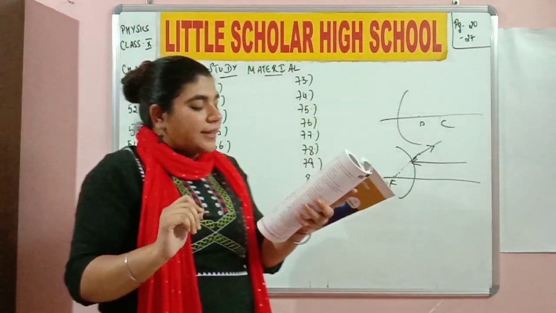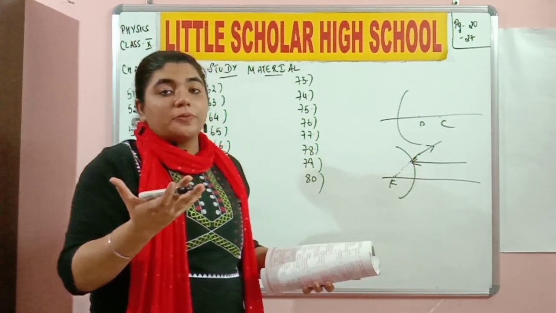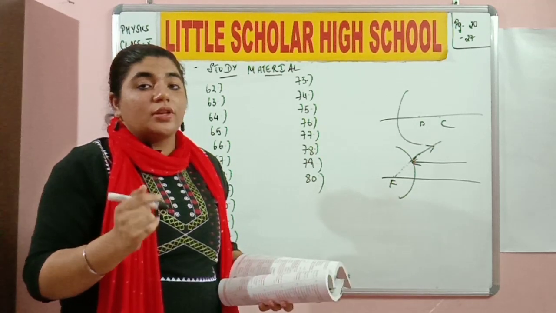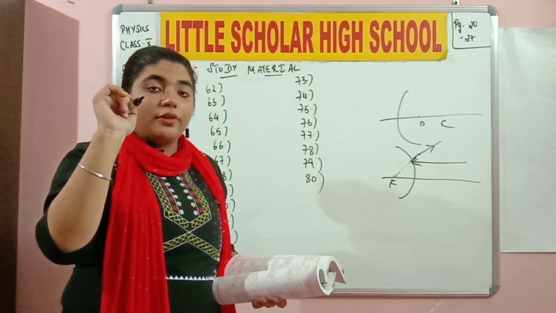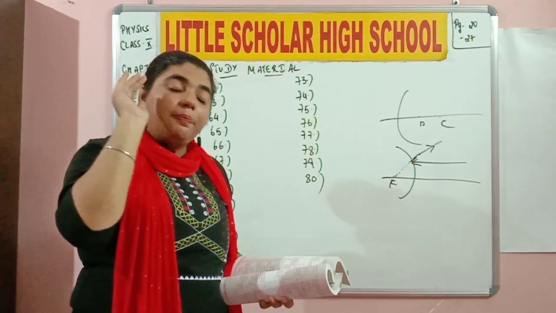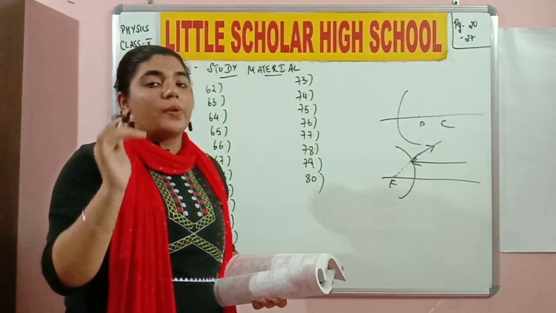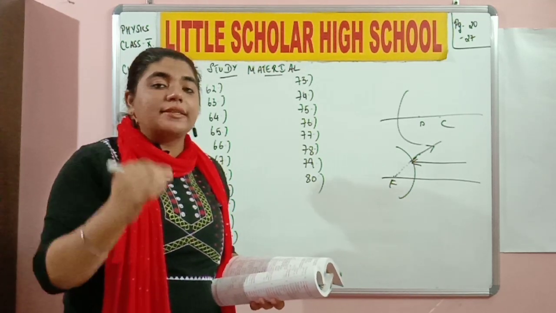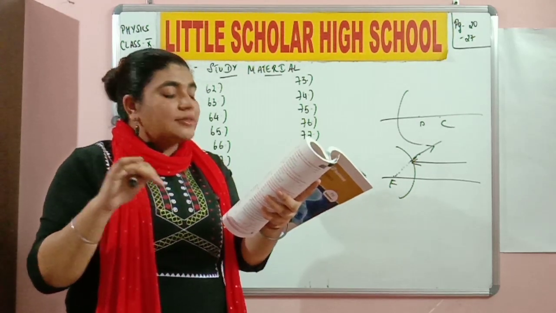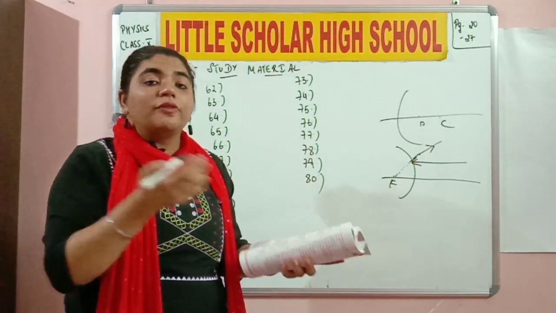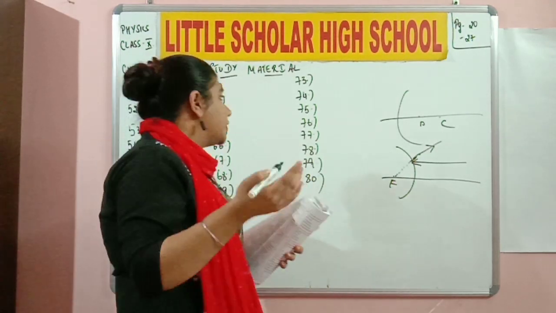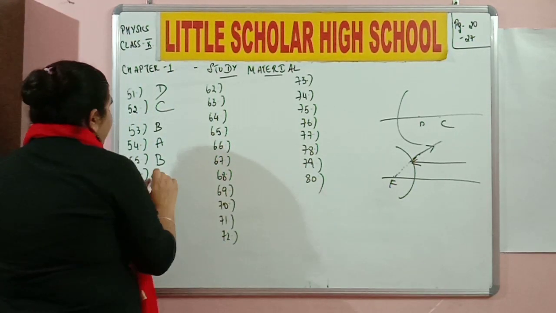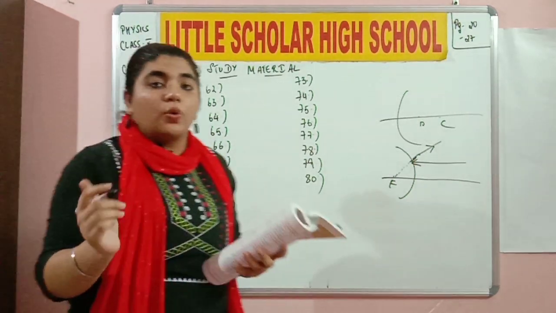If an object is placed at C, you see that the object is placed at the center of curvature and has a size 5 centimeters. If I place the object at the center of curvature, the resultant image is going to be real, inverted and of the same size. So what are they asking us? Then the size of the image is dash. It is going to be 5 centimeters again, because I just told you if I place the object at the center of curvature, the size of the image and the size of the object are going to be the same.